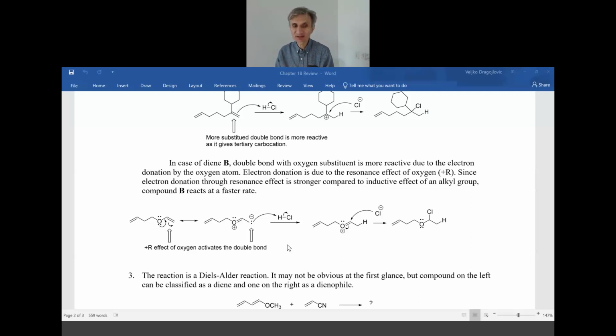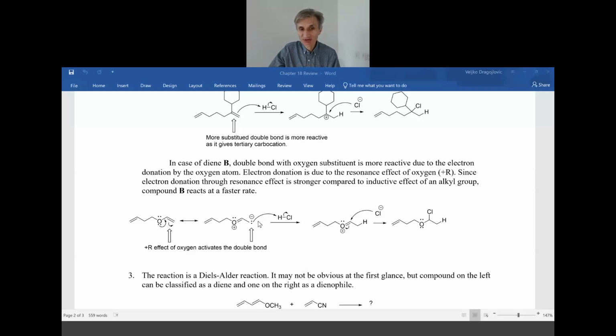So right away we can tell that compound B reacts at a faster rate, because the electronic effect is stronger. It's more pronounced. So compound B will react faster than compound A. If we were to mix compound A and B together and add just enough hydrogen bromide to react with only one of the 4 double bonds, only this double bond of compound B, or at least predominantly, would react.